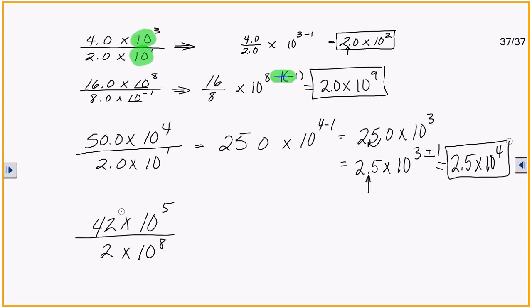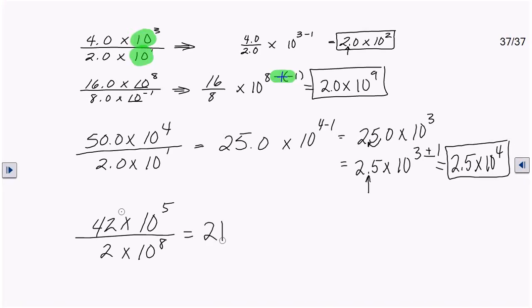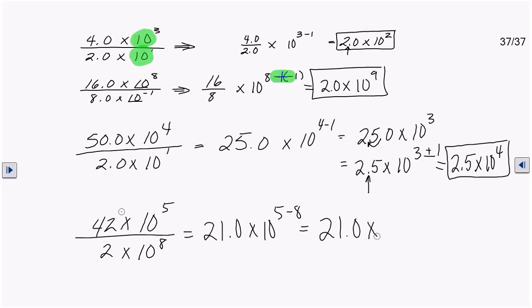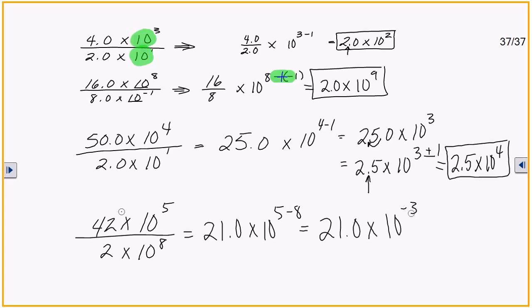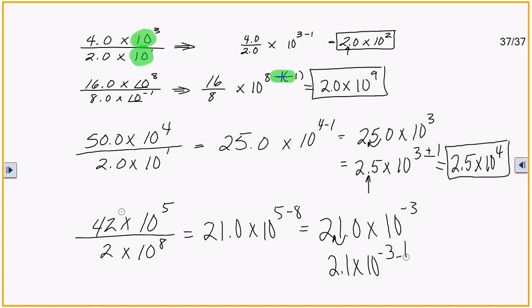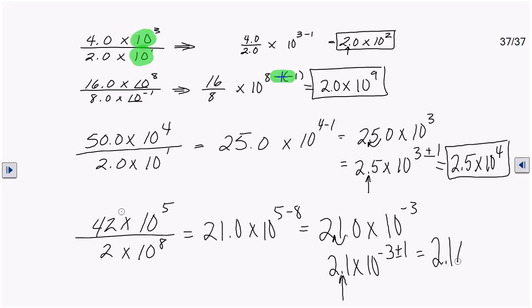So let's do the other one. 42 divided by 2 is 21. Times 10 to the 5 minus 8, which is equal to 21.0 times 10 to the negative 3rd. I've got to move it one place. 2.1 times 10 to the negative 3, blank 1. Which way do I move this in my head to get it back the way it was? To the right. And that's 2.1 times 10 to the negative 2 power.